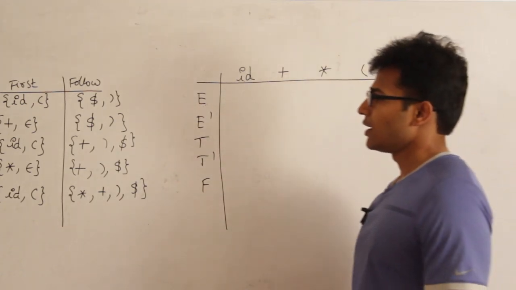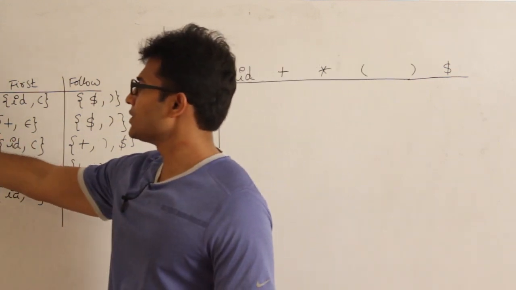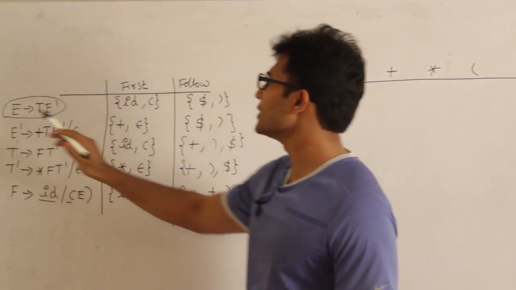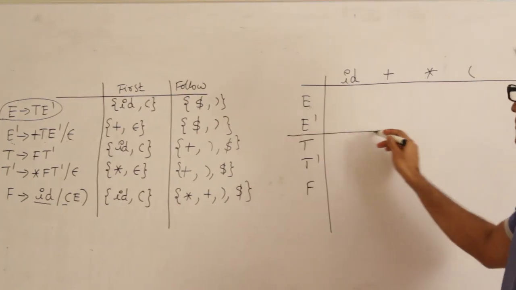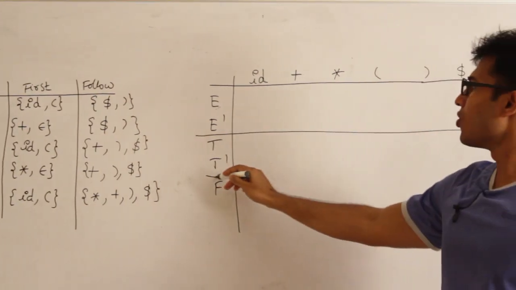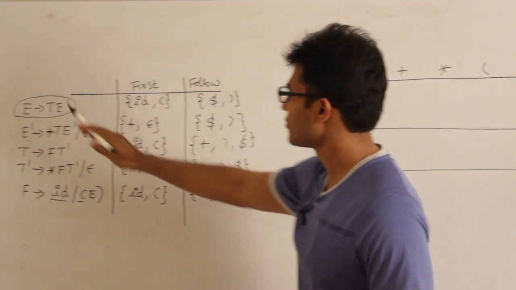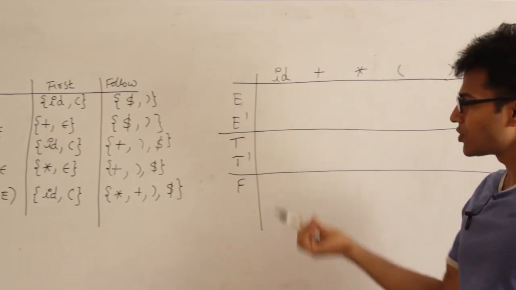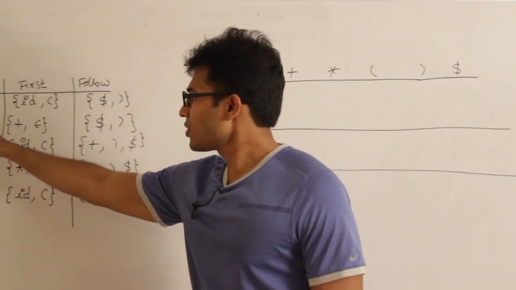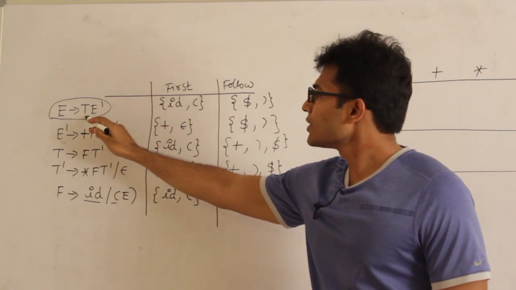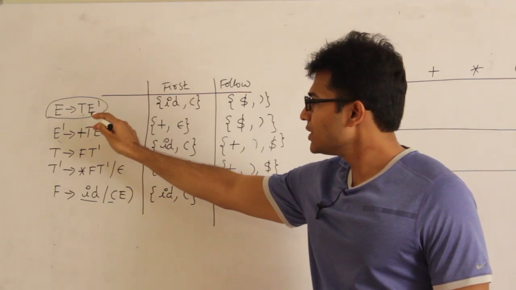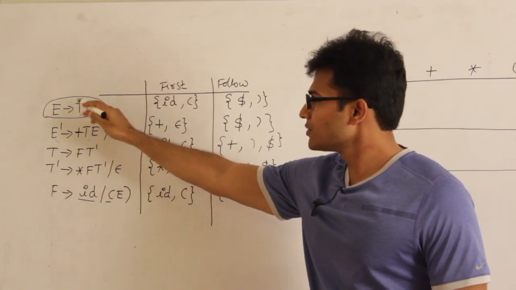For example, let us say this production E derives T E dash. Where should I place this one? In the E row. Why? Because we will use that production only when we see capital E in the derivation, isn't it? That is why we have to place this production in the E row. Under which column? That is nothing but first of T E dash. Because whenever we want to generate first of T E dash, only then am I going to use this production.